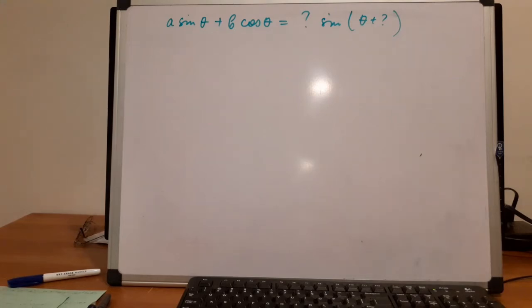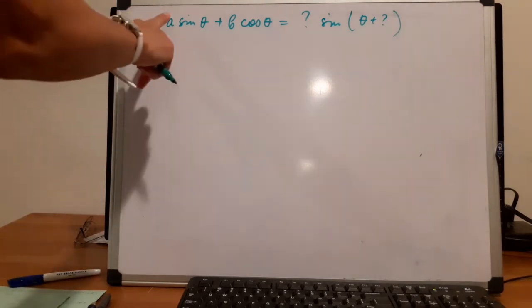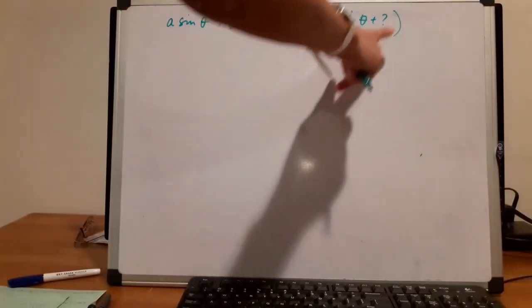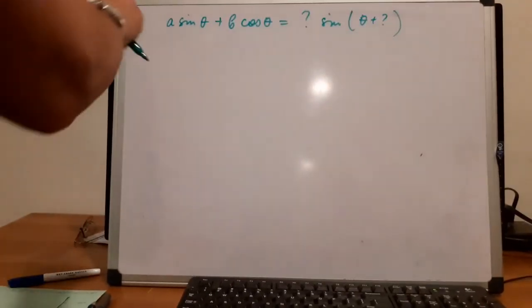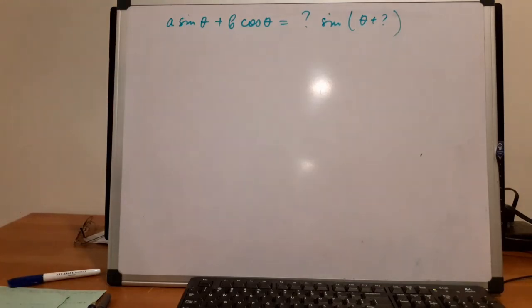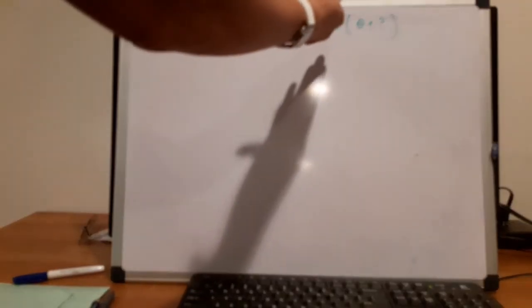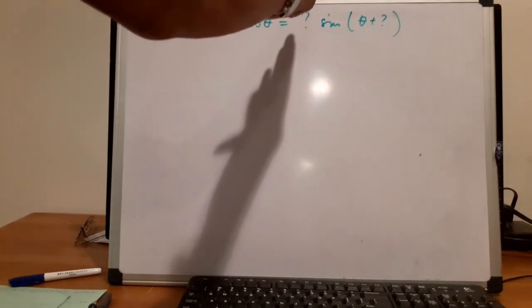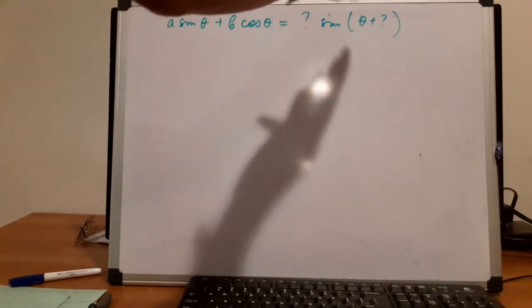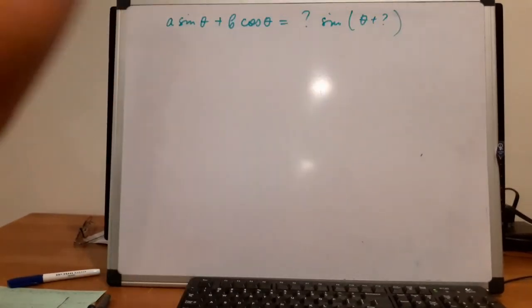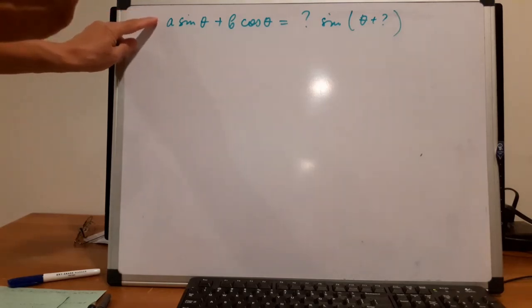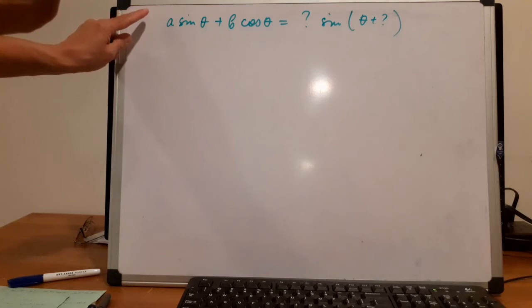Last thing I'm planning to teach in this section is how to convert expressions a sine of theta plus b cosine of theta into just one sine. What are a and b here? Just arbitrary numbers. What is one sine? Well, just one function of sine. Question marks are here to set coefficients which we'll need to adjust to make this expression equal to this.